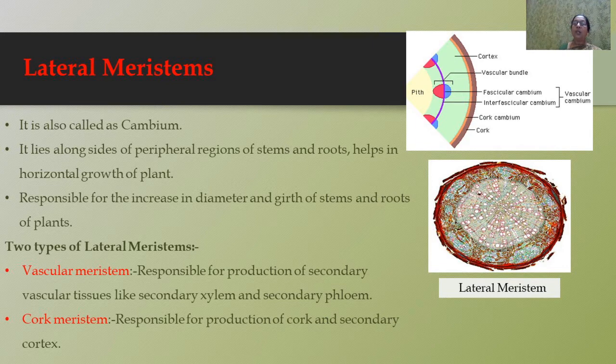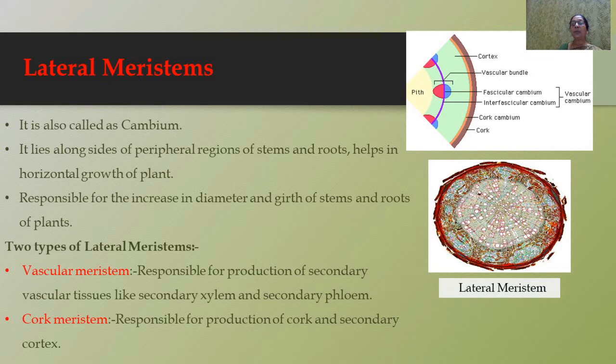According to their functions and which tissues they are going to form, these meristems are further divided into types. Lateral meristems are divided into two types, as I have shown in the diagram. There are two meristems: the vascular meristem or vascular cambium, and the cork meristem or cork cambium. Now, where is the vascular meristem present?